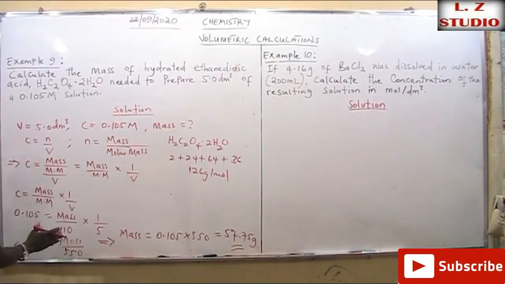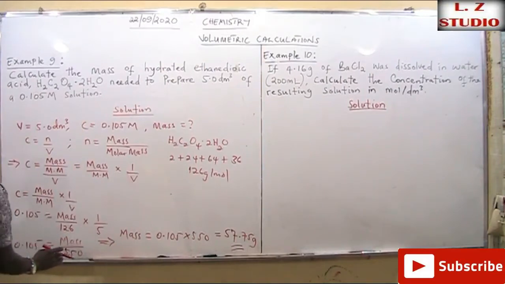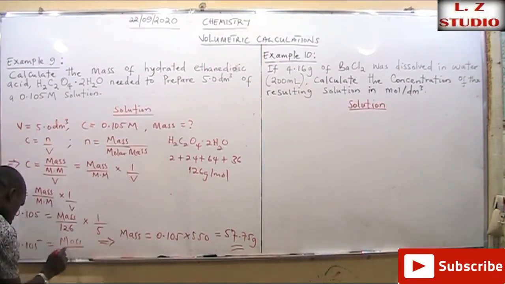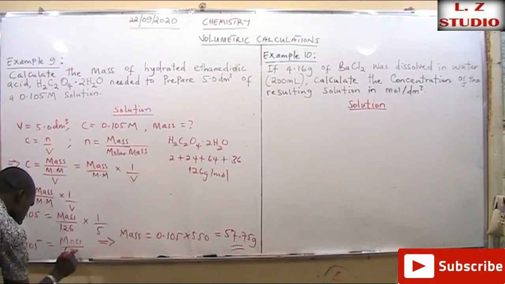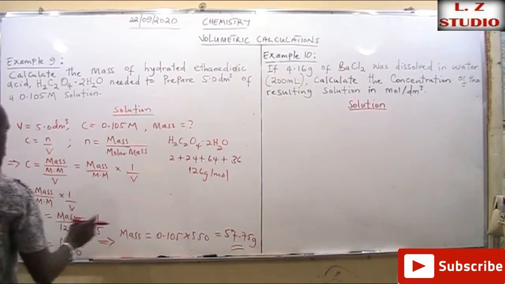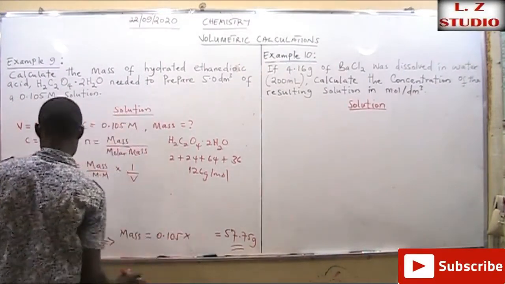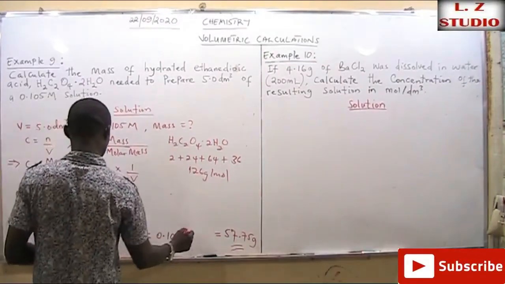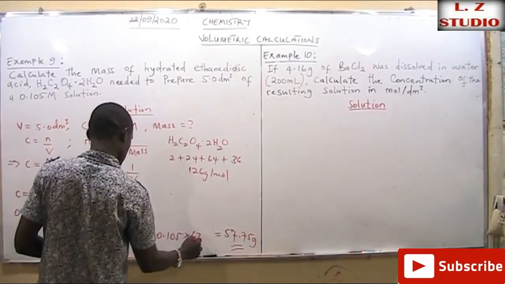So here is 126. Is that okay? So when we go ahead, we multiply this 126 by 5. So we are going to have 630. Okay, so we multiply here. That is 0.105 times 630.